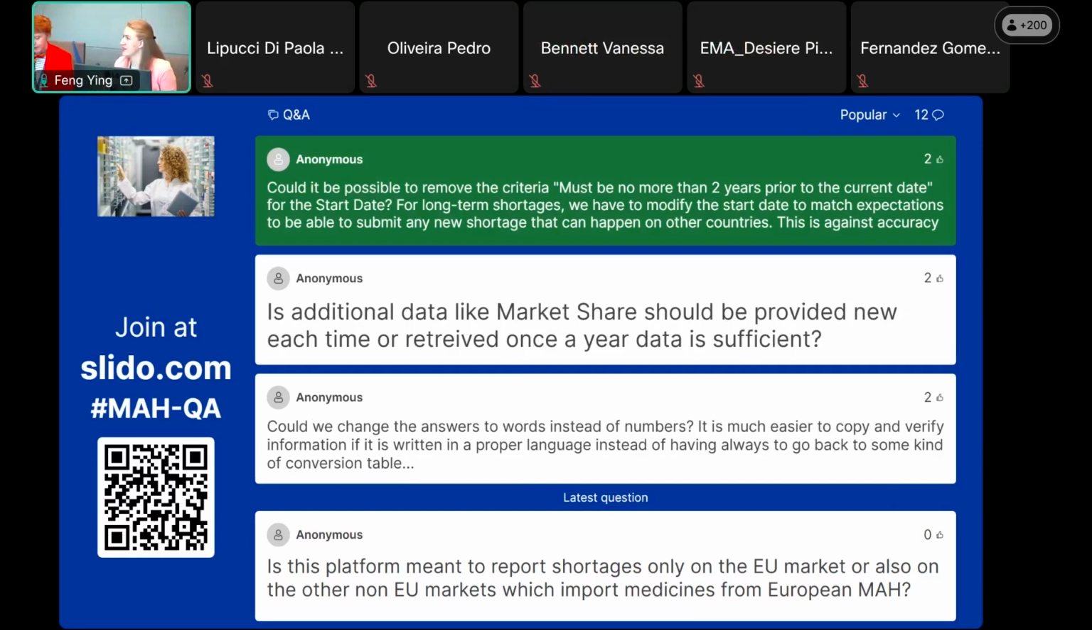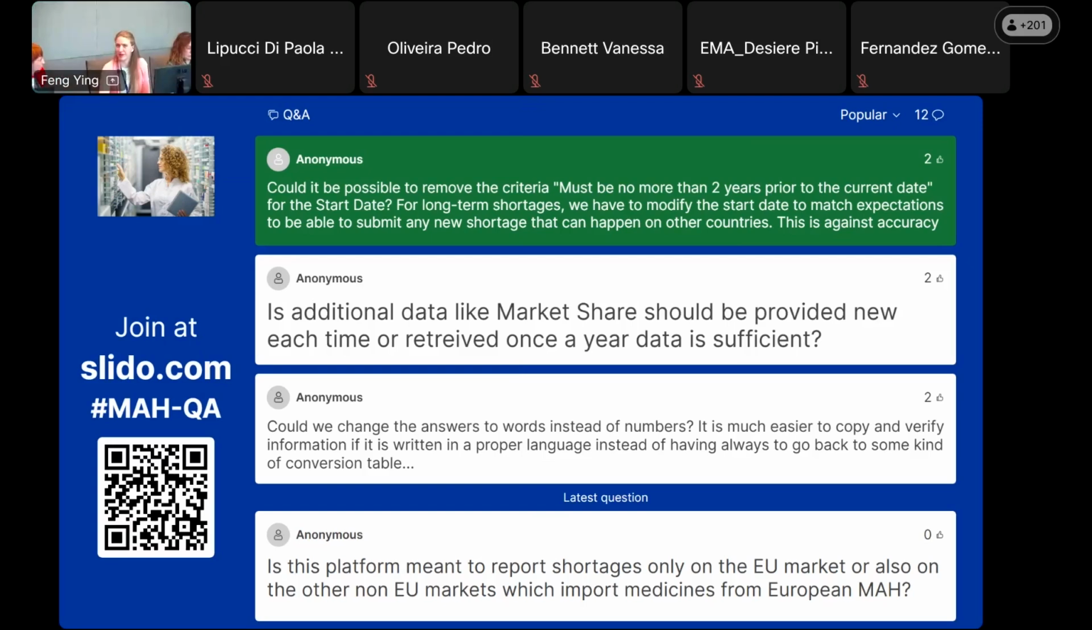Could it be possible to remove the criteria that the start date of a shortage must be no more than 2 years prior to the current date? For long-term shortages, we have to modify the start date to match expectations to be able to submit any new shortage that can happen in other countries. This is against accuracy. I will give this question to Sophia. I think you can start that.